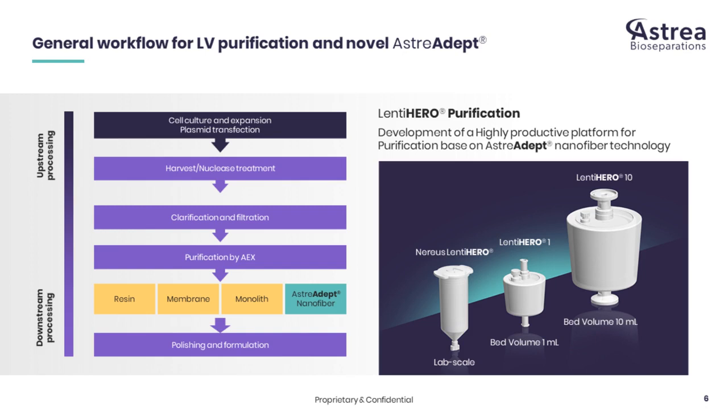This is the general workflow for LV purification from upstream to downstream processing. Cell culture expansion, harvest, clarification and filtration, and here conventional anion exchange-based purification done by existing platforms, shown in the yellow colored box, can be replaced by Astrea-Adapt nanofiber. This novel platform called Lentihero has been developed from the lab-scale spin column to the radial FPLC device for the largest scale production of lentiviral vectors.